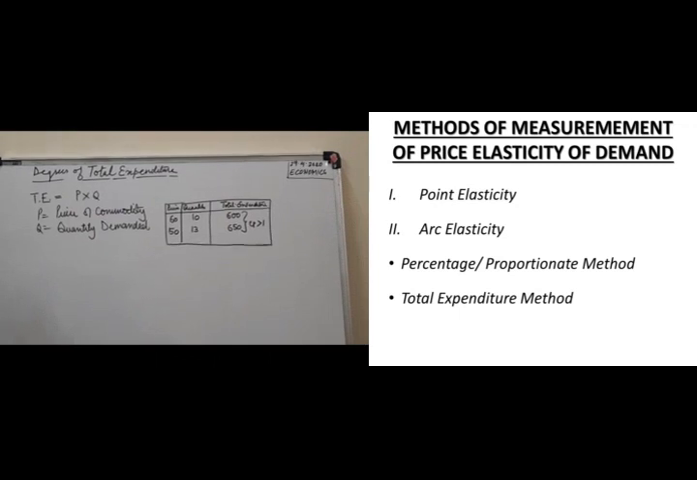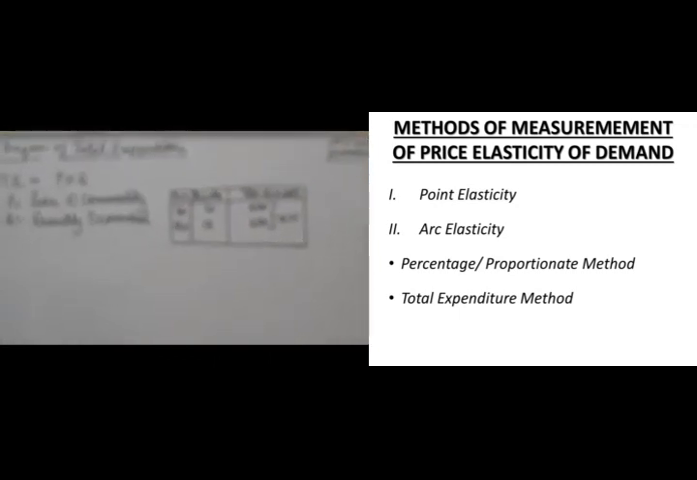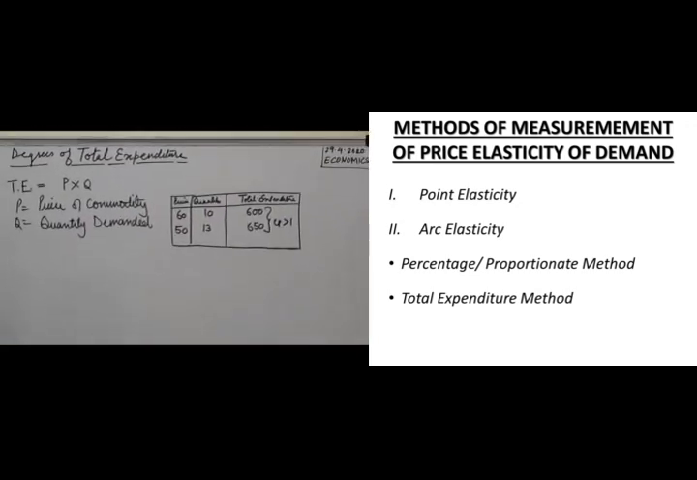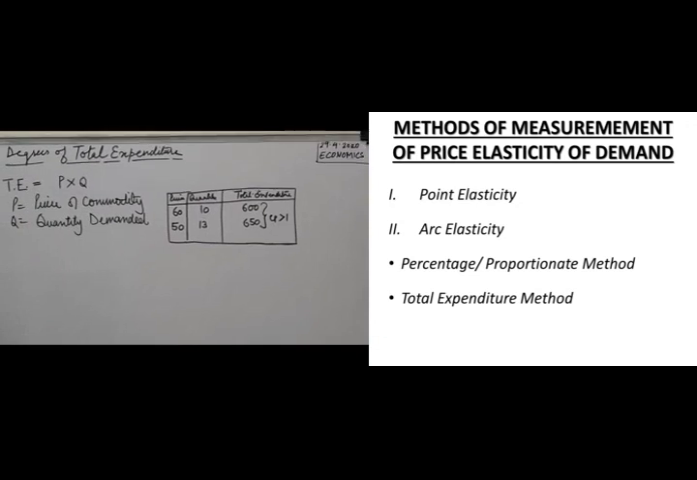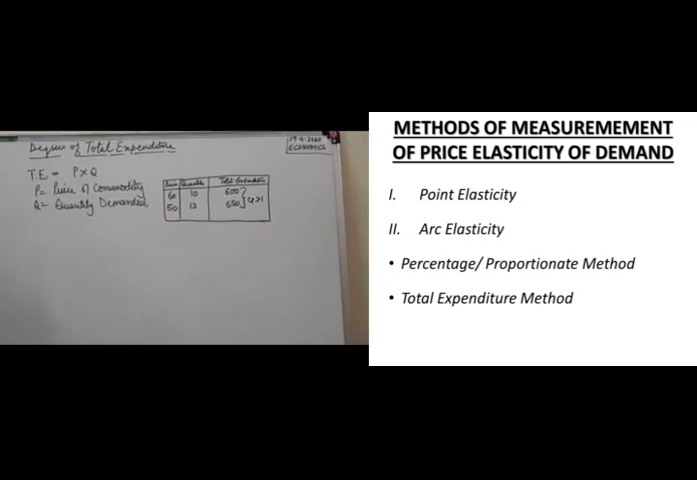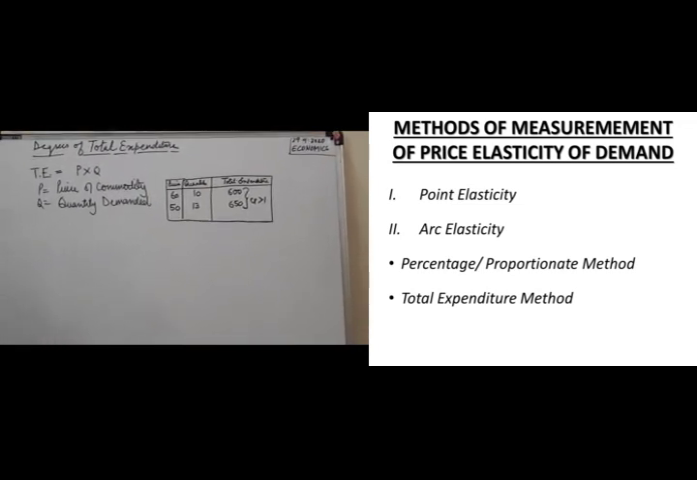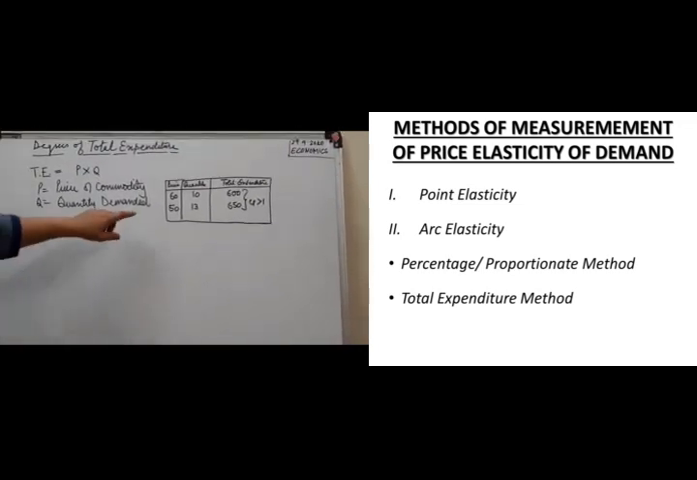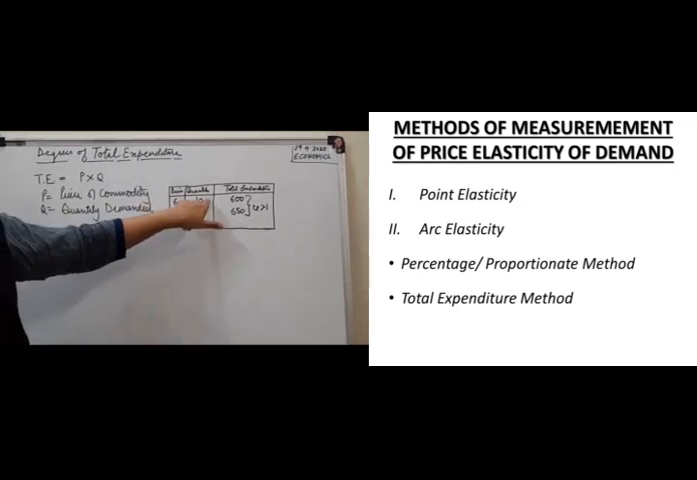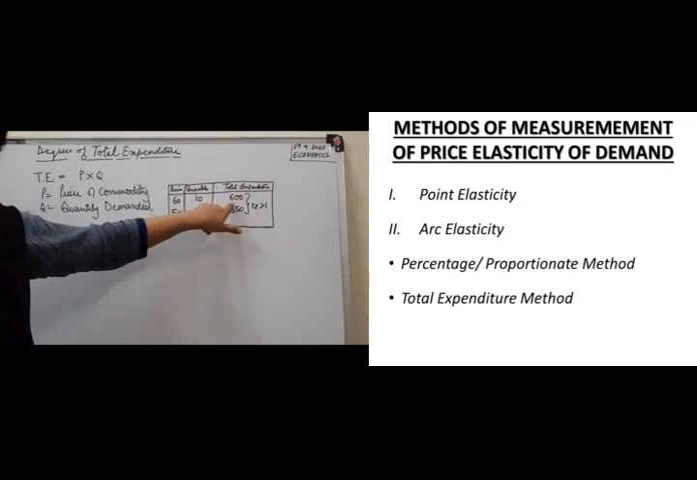So the first degree is elastic demand, and it says when a fall in the price of the commodity results in an increase in the total expenditure, and a rise in the price leads to a decrease in total expenditure, elasticity of demand will be greater than 1. So when total expenditure moves in the opposite direction, you can see here that when price was 60, the quantity was 10 and expenditure was 600. 60 into 10 is equal to 600.